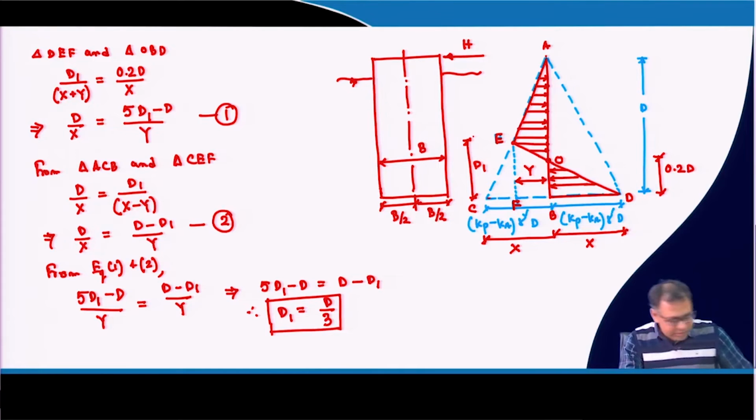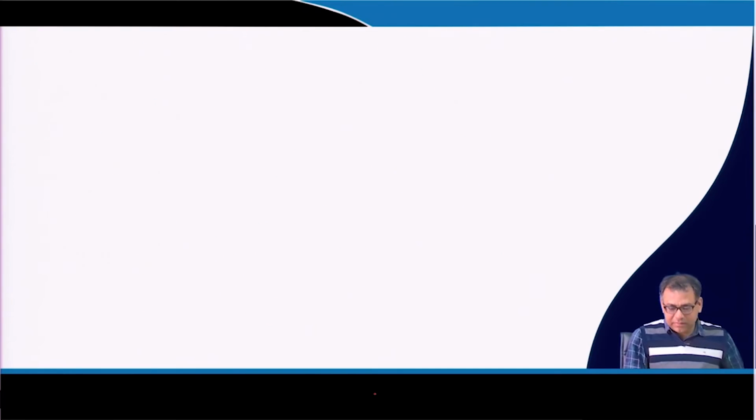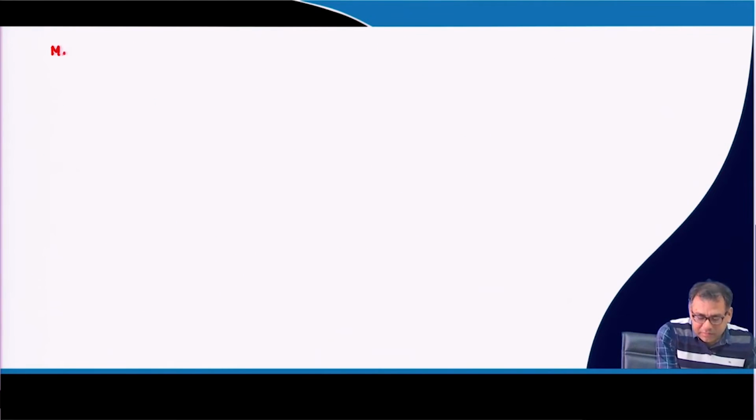Now we have determined the value of d1 in terms of d. Now we have to take the moments. What are the moments we will consider? First we will consider the moment Ms, which is due to soil reaction or resistance.